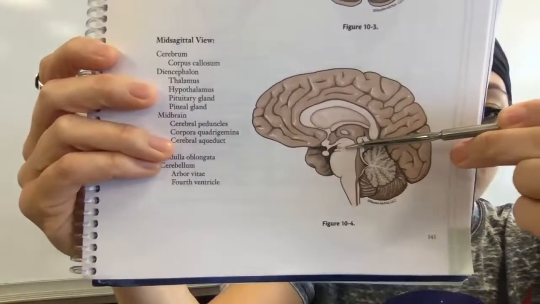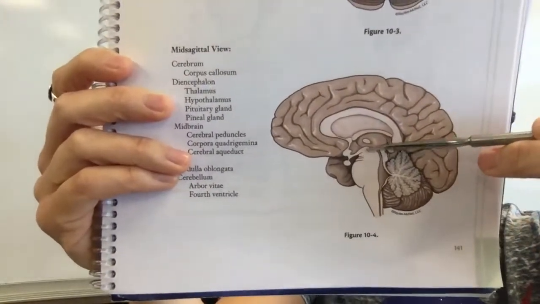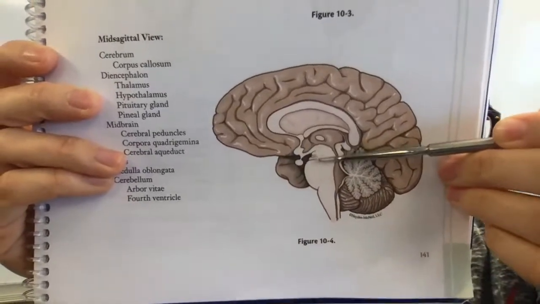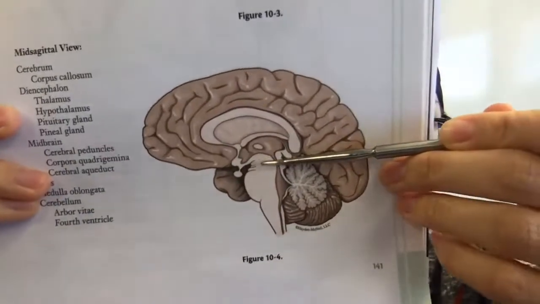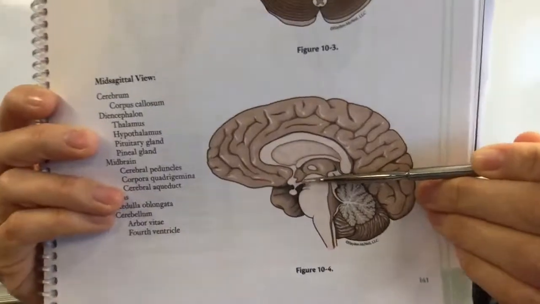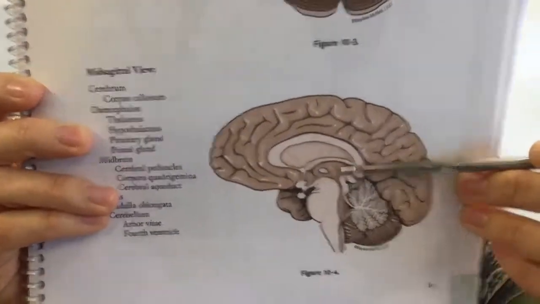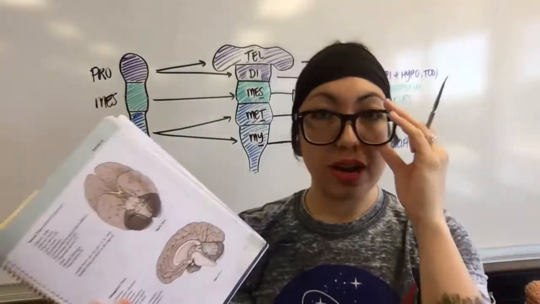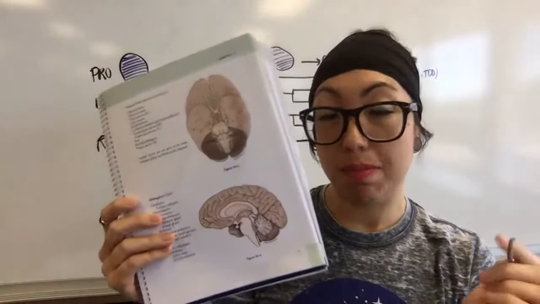My blunt probe is pointing to them. So it's just this part, these kind of like rolls or whatever. Those look so weird to me. Okay, those are the cerebral peduncles. And those are motor tracts. A tract is going to be composed of white matter.